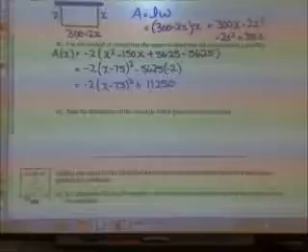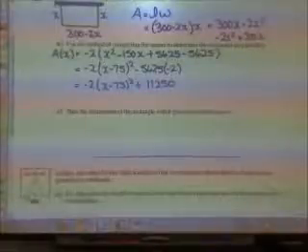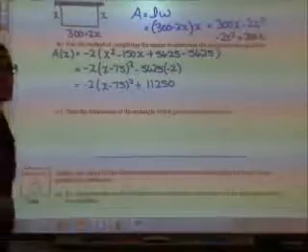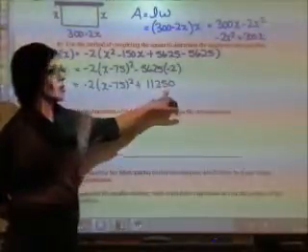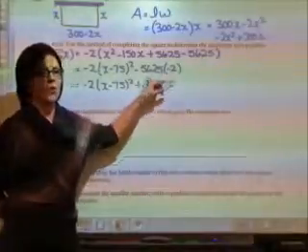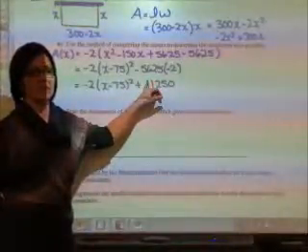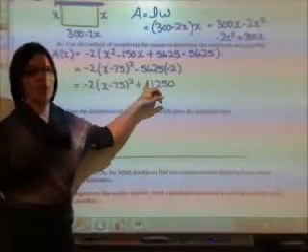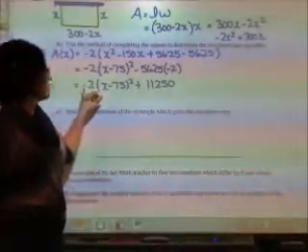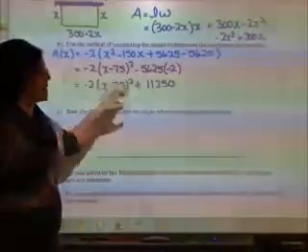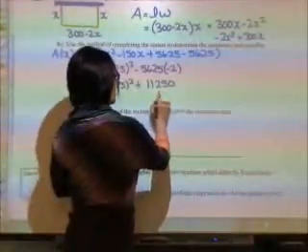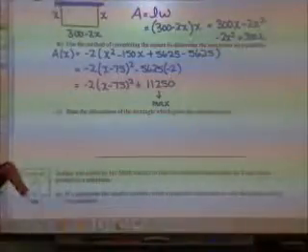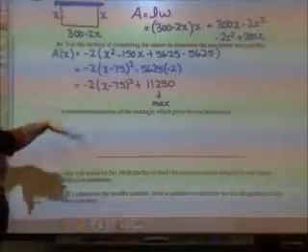What does the 11,250 represent? In my standard form, this is q. What does q represent in the quadratic? The min or the max. Is this a min or a max? Oh, it's a max. So this gives me the max, which is my vertical axis.